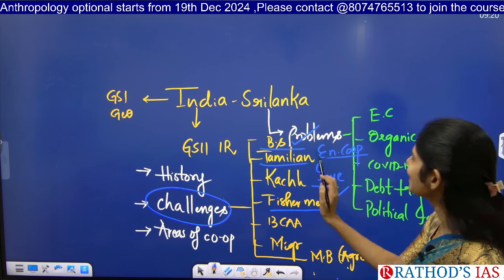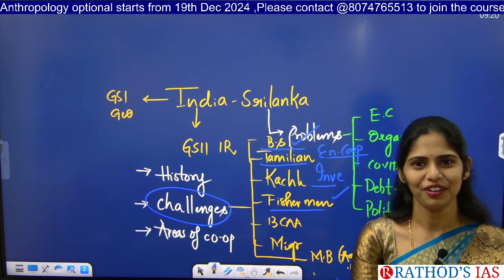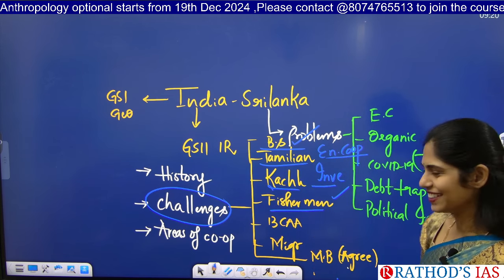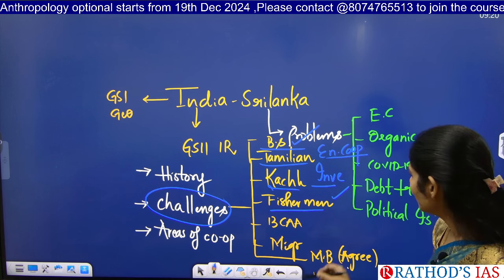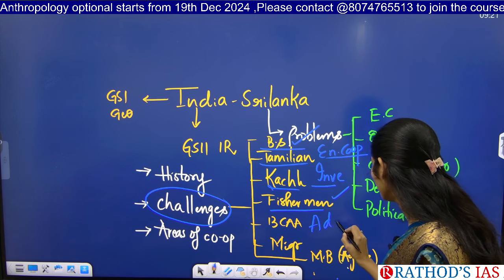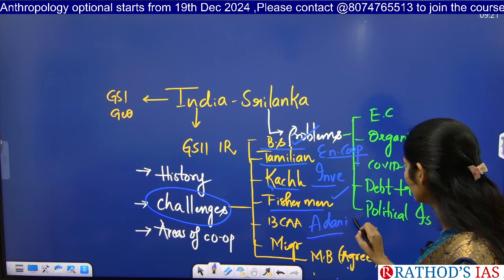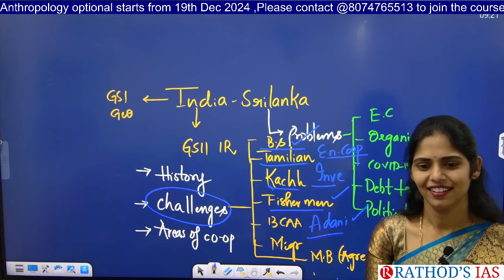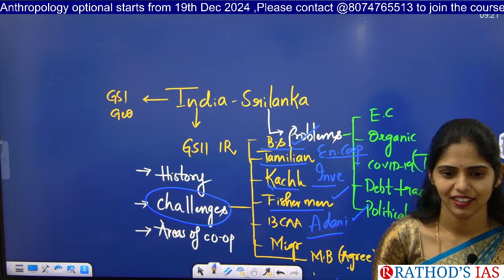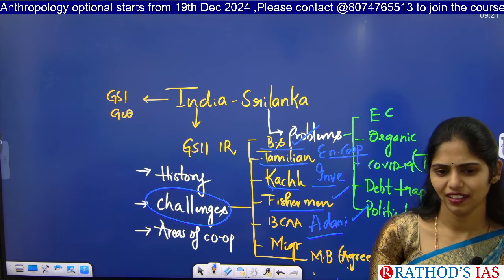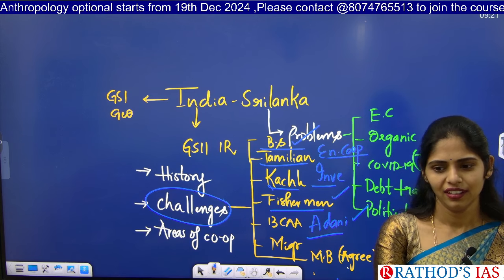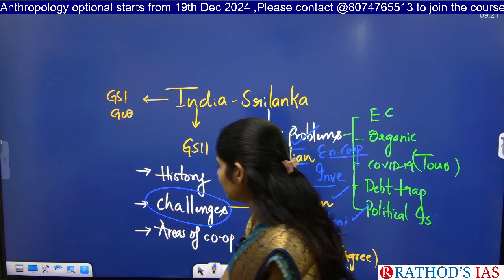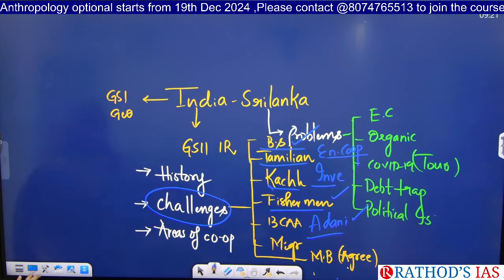Okay, Tamilians. Tell me. What about Katchatheevu? Next. Migration. Okay, Adani group of companies are investing. So this is also one important issue. They may be talking about it. Next. Electricity. Next. So let us see whether your guess is right or wrong.